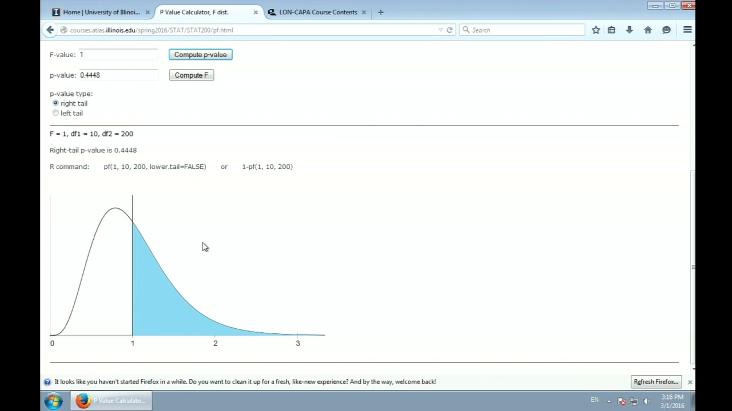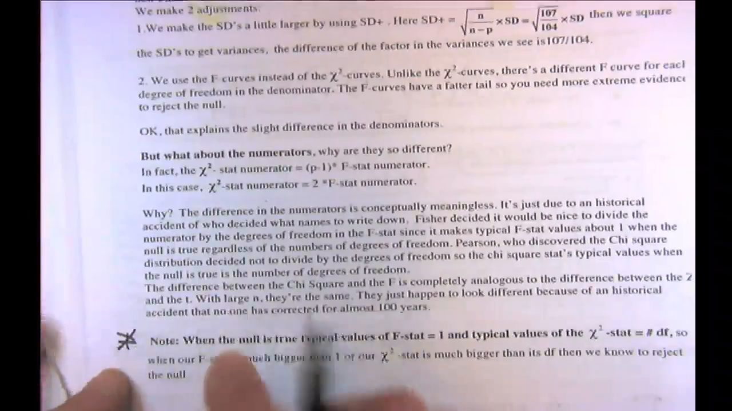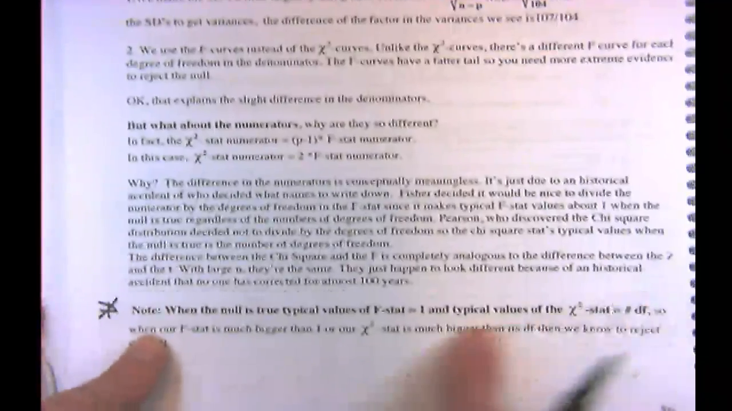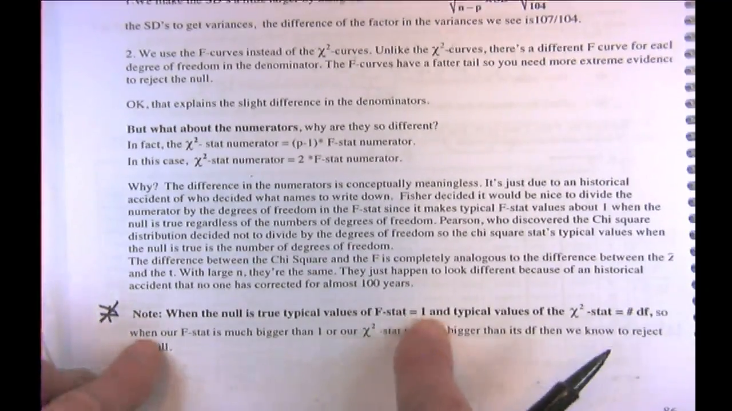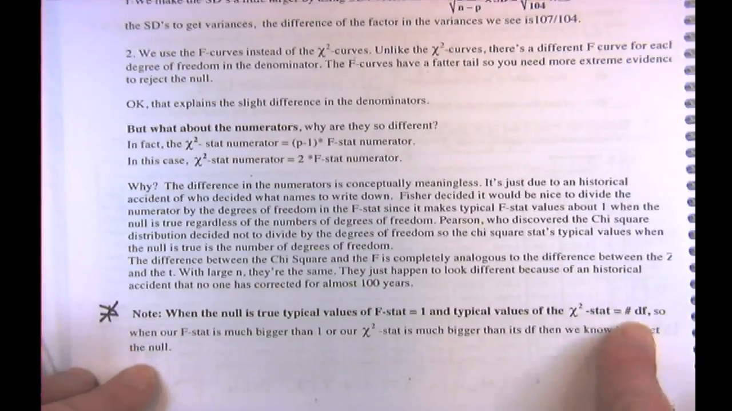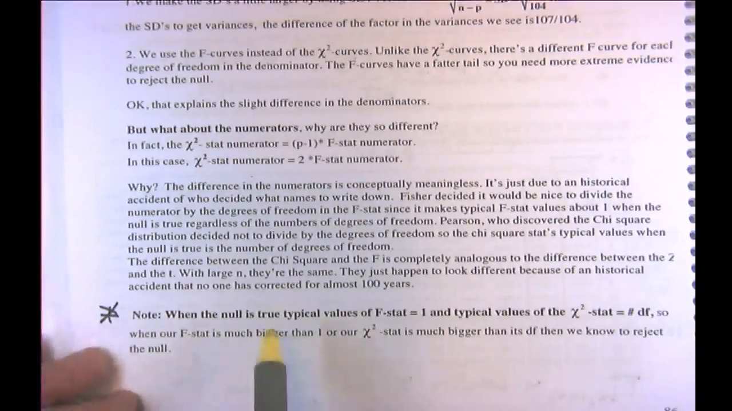Now let's just go back. We have a few more minutes, and I'm sorry to keep you so long, but I want to make sure you understand how to do all the homework. So let's just star this. Okay? So typical values of the F-stat are 1, and typical values of the chi-square are equal to its degrees of freedom. That's what we just said.